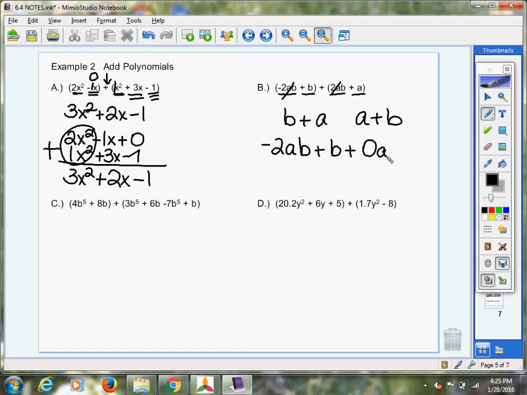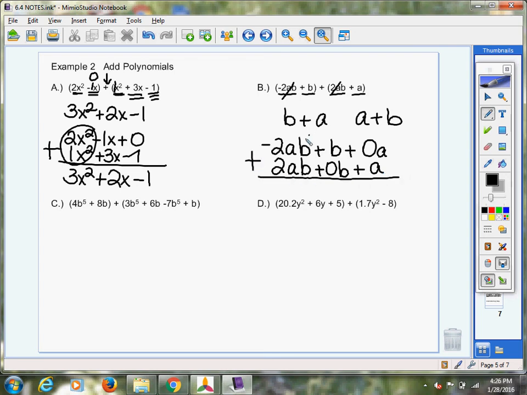And then underneath it, let's line up our like terms. Now I have positive 2ab. I'm going to put that under negative 2ab. They are like terms. I don't have a b term, so I'm going to put 0b plus a. And now I'm ready to add.